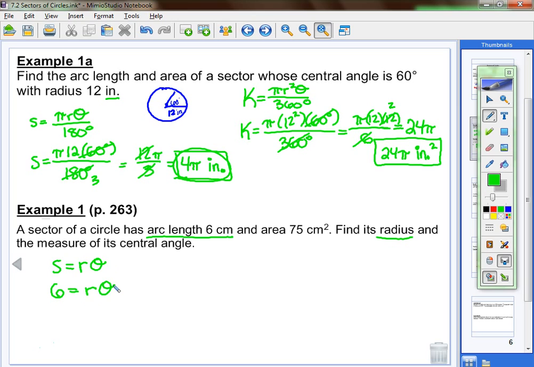What can we do? We do know the area, and we know that area, K, equals half times the radius times the arc length.